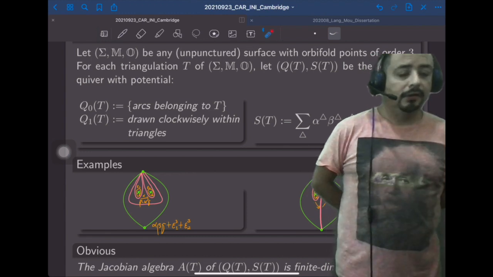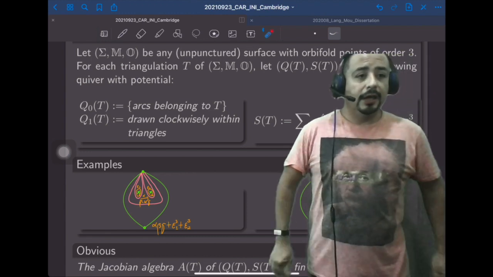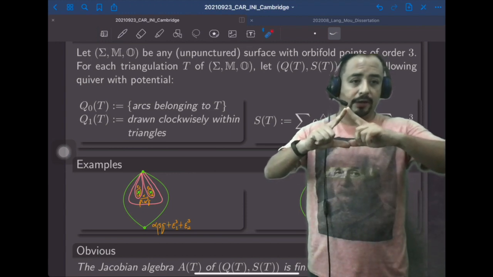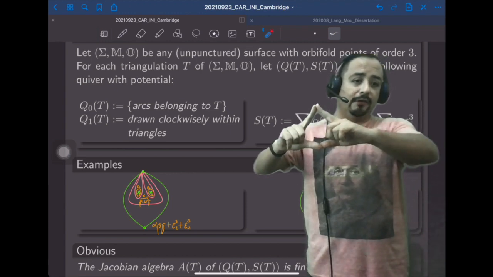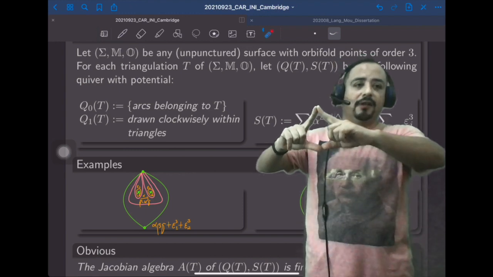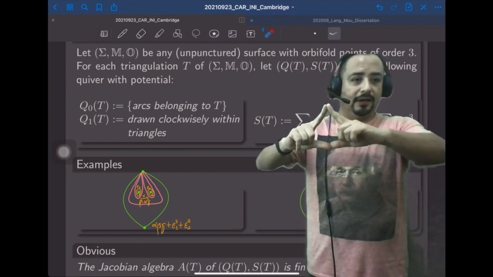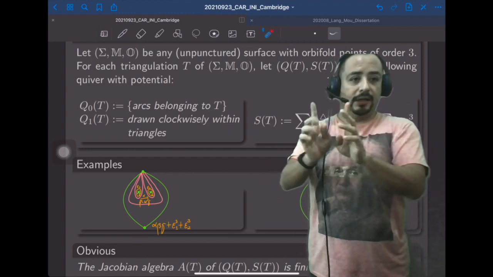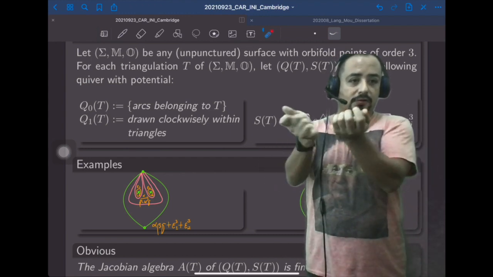And geometrically, the picture you should have in mind is that you take, let's say, an equilateral triangle, and then apply the rotation, and that's what happens.